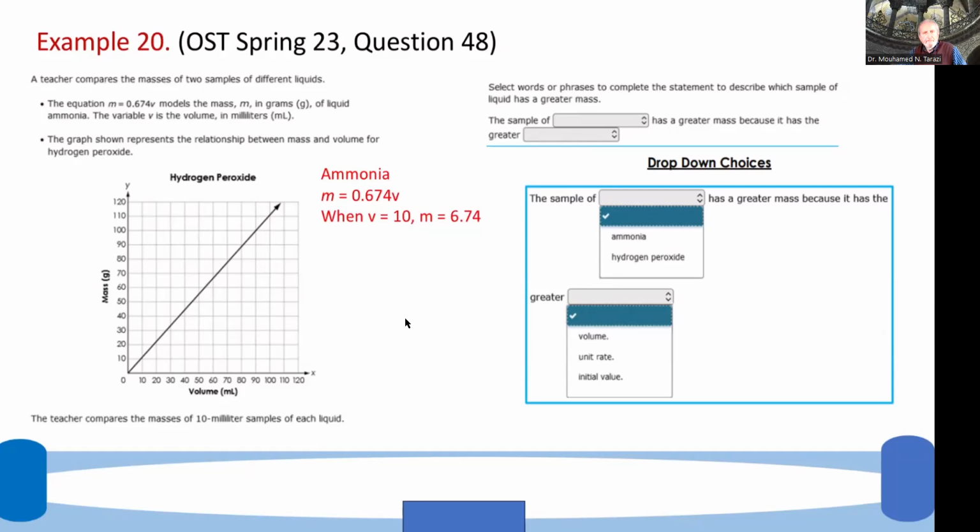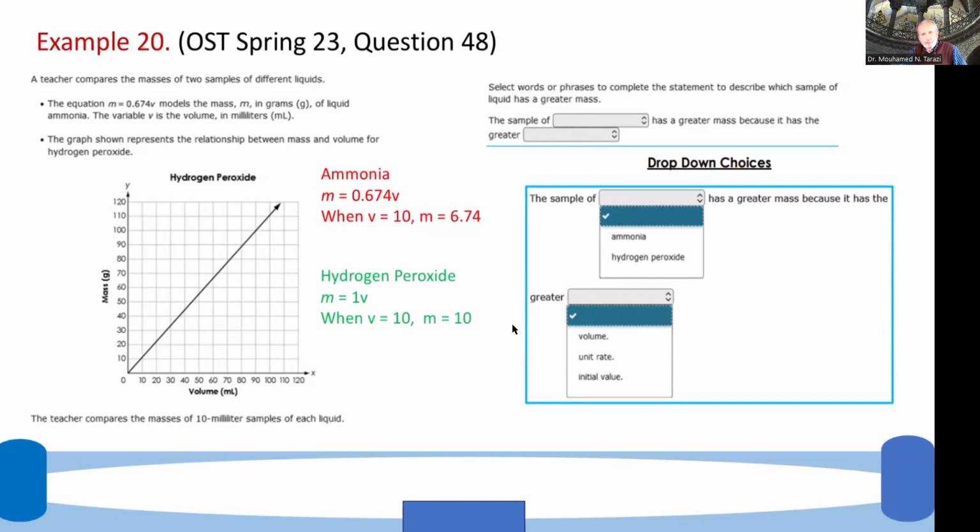Okay, so V is 10. Now if I take the other one, hydrogen peroxide, if you look at this here, this is the mass, this is the volume. See, 10 is 10, when 20 is 20, when 30 is 30. So the mass is 1 V, equal to the volume, okay? Now when V is 10, obviously M is 10.